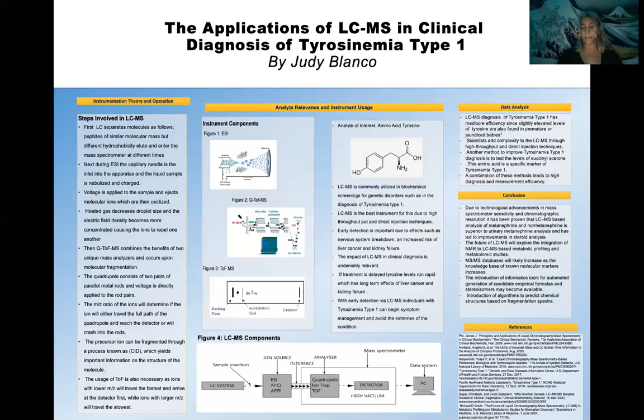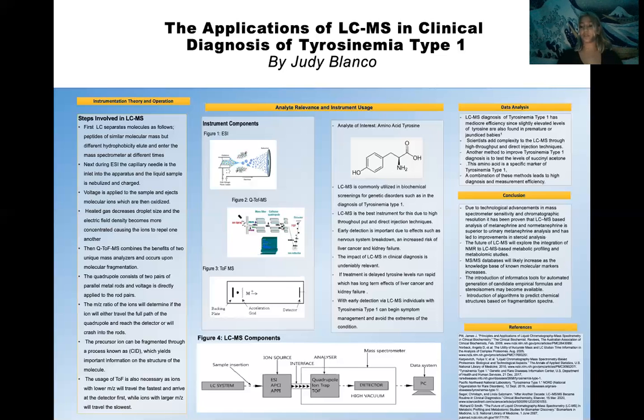The usage of LCMS to diagnose tyrosinemia type 1 has mediocre efficiency at first because slightly elevated levels of tyrosine are found in premature or jaundiced babies. Scientists may begin by adding complexity to the LCMS through high throughput and direct injection techniques.